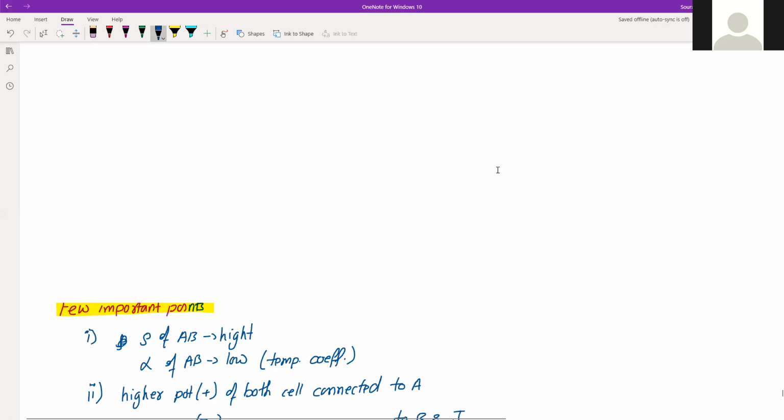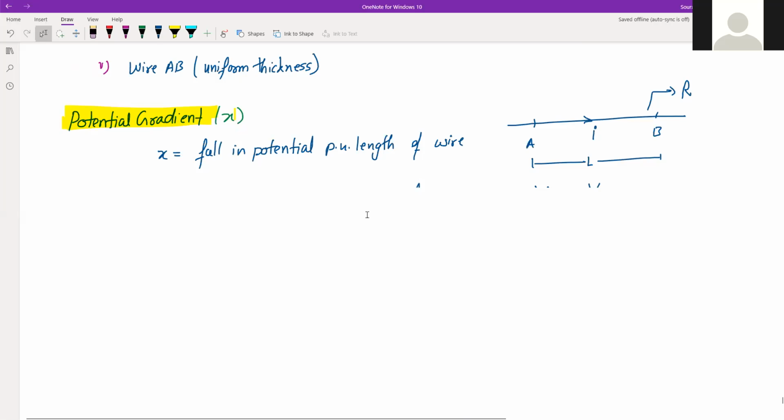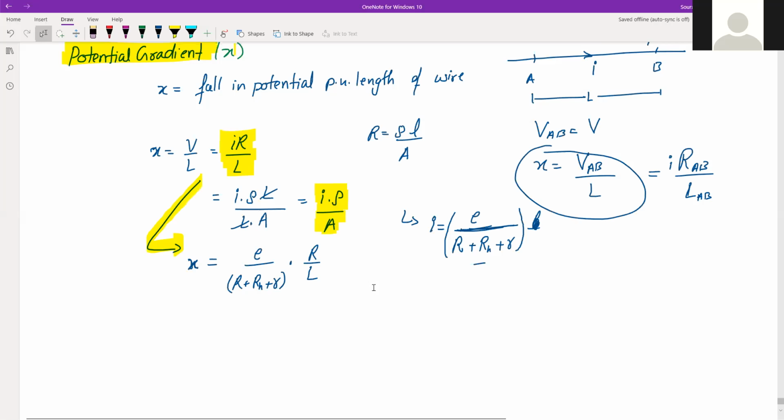and there you can see that in the primary circuit, e is the driving EMF, and the total resistance of that is the resistance of AB. Resistance of AB is capital R, then the RH, and then the internal resistance of the cell. So from there we got the potential gradient in its different forms. So these are the different forms which you can see here.